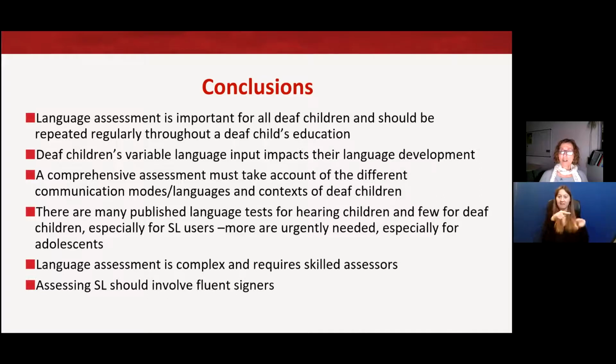And we need to acknowledge the fact that there are still far too few assessments, and the assessments we've got are a start, but they're not by any means all we need. And I think the final point really is that it's a complex process, and assessment needs skilled assessors. And I think deaf people have a key role to play in assessing sign language because they have so many strengths and insights into the language itself.